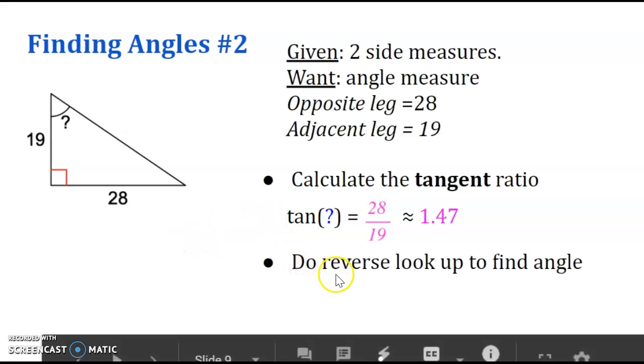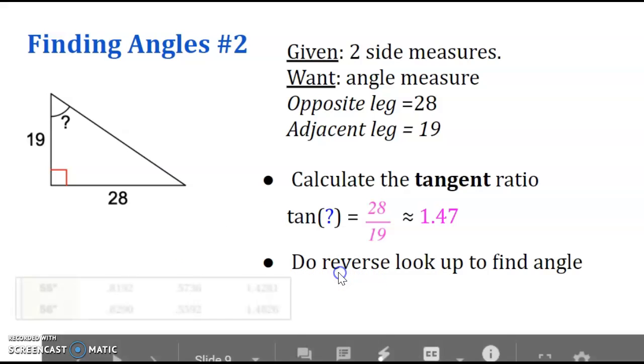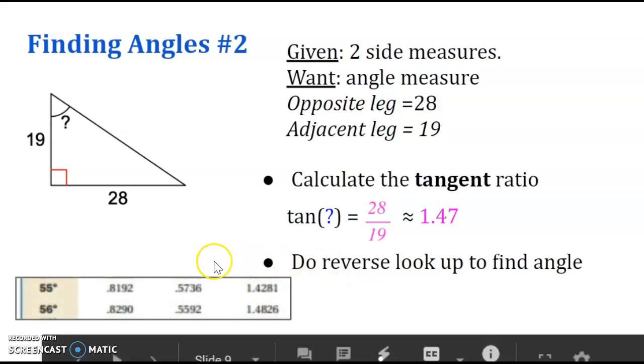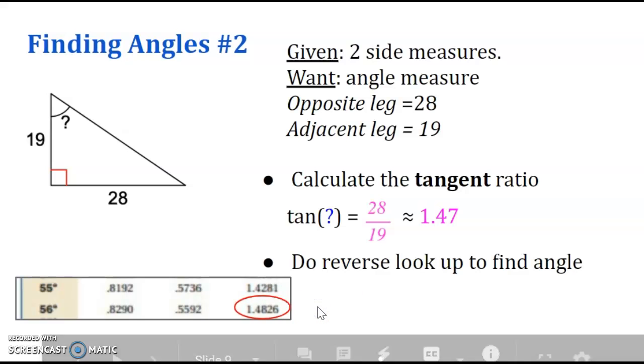And again, do a reverse lookup to find the angle. So if I was to look up the trig table, the tangent is the last column. Okay, so I'm looking for 1.47 near there. Well, 1.43 is 55 degrees. 1.48 is 56 degrees. So I know that it's somewhere between 55 and 56. It's pretty close to 56. So for now, I am going to just say it's 56 degrees.